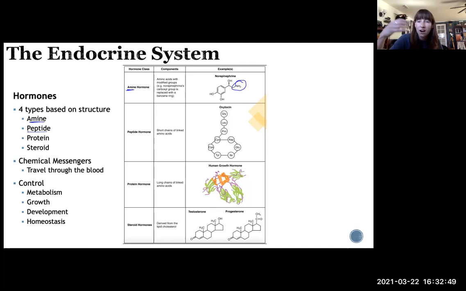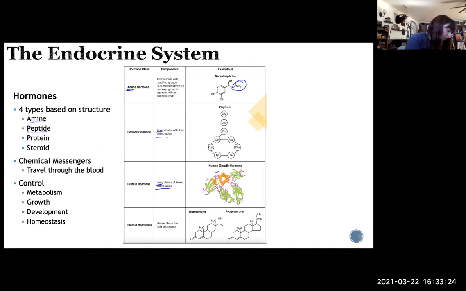Because amino acids are the smallest functional unit or the subunit of proteins, right? Which in other words is a peptide. A peptide is a protein. You've got short ones, which are considered to be peptides, long ones, which are called proteins. Okay, so peptide hormones are basically short chains of amino acids, while protein hormones are longer chains of amino acids, but still amino acids, since peptides and proteins are made of amino acids, right?